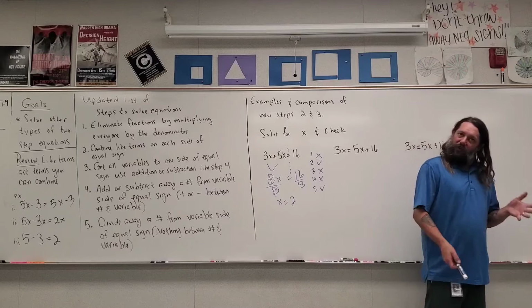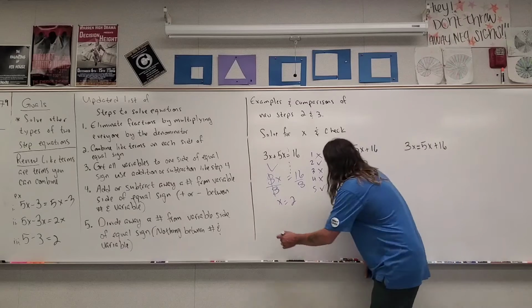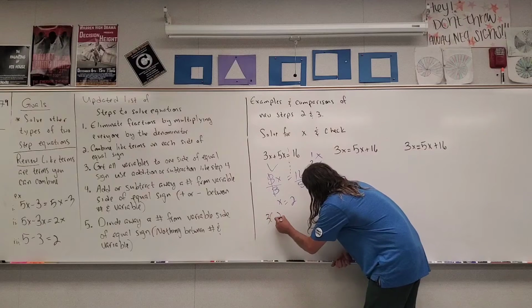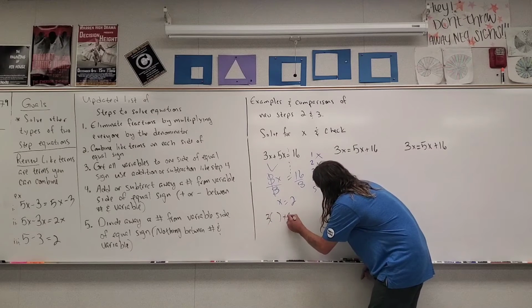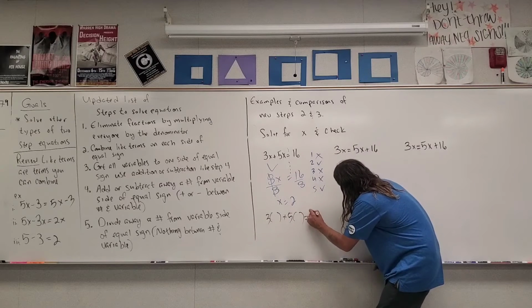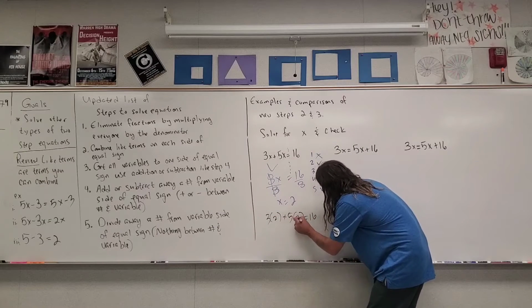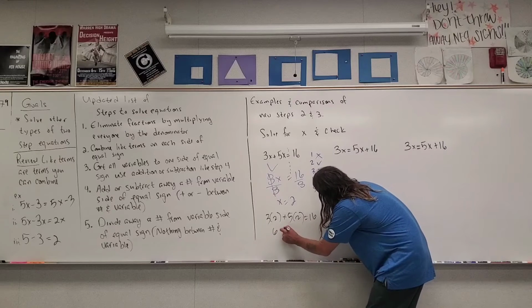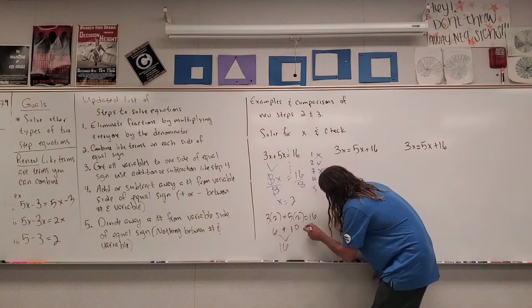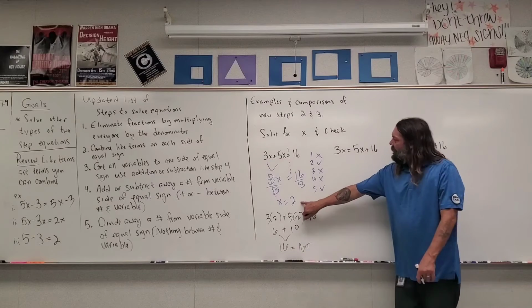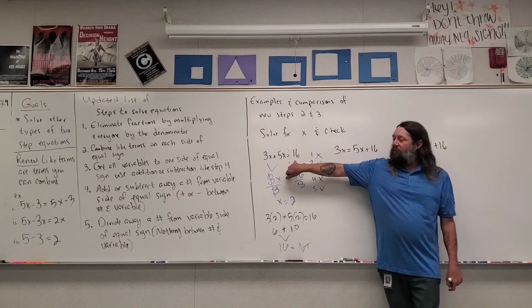Again, we check in the original equation. We have 3, and I'm going to replace the x with a parentheses, 5, I'm going to replace the x with a parentheses, and that's equal to 16. Inside the parentheses, I'm going to put a 2. 3 2's gets me to 6. 5 2's gets me to 10. 6 and 10 gets me to 16. And I know that 16 equals 16 is a true statement. So I have a solution to my equation.